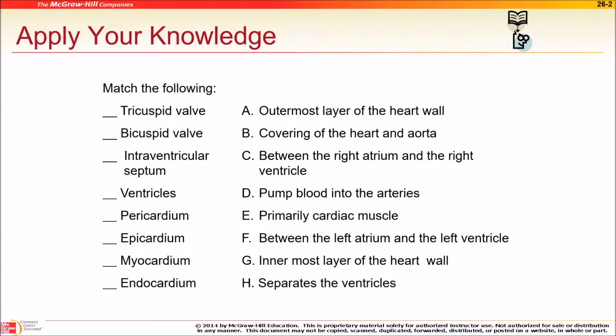Tricuspid valve. Which of the following letters describes the tricuspid valve? C. Everyone agrees? Yeah, very good. Bicuspid valve, between the left atrium and left ventricle. So bi on the right? Nope, tri on the right. Bi on the left side.